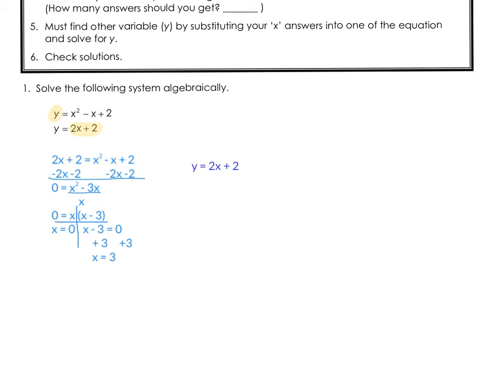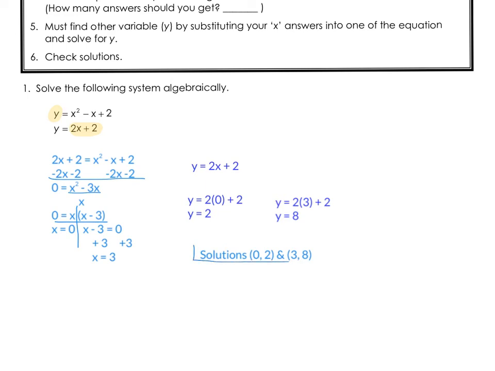So when I use that, I'm going to substitute in the 0 first. So I will have y equals 2 times 0 plus 2. And I get my y value of 2, and then I'm going to do this again a second time for my second x value. So I'm going to put in the 3 this time. And when I do that, I get a y value of 8. Now I'm not quite done yet. I need to write what my solutions are. My solutions are (0, 2) and (3, 8).